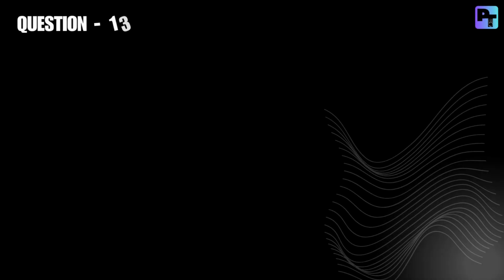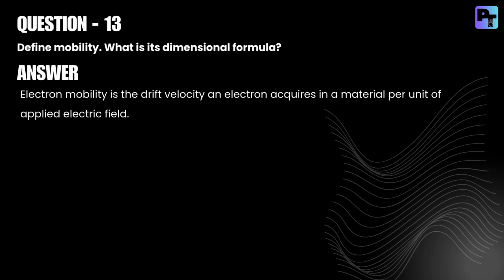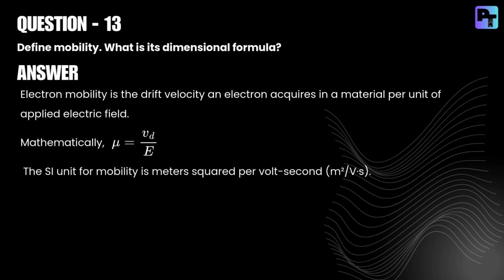Question 13. Define mobility. What is its dimensional formula? Answer is, electron mobility is the drift velocity an electron acquires in a material per unit of applied electric field. Mathematically, mobility, mu equal to drift velocity Vd divided by electric field E. The SI unit for mobility is meters squared per volt second.